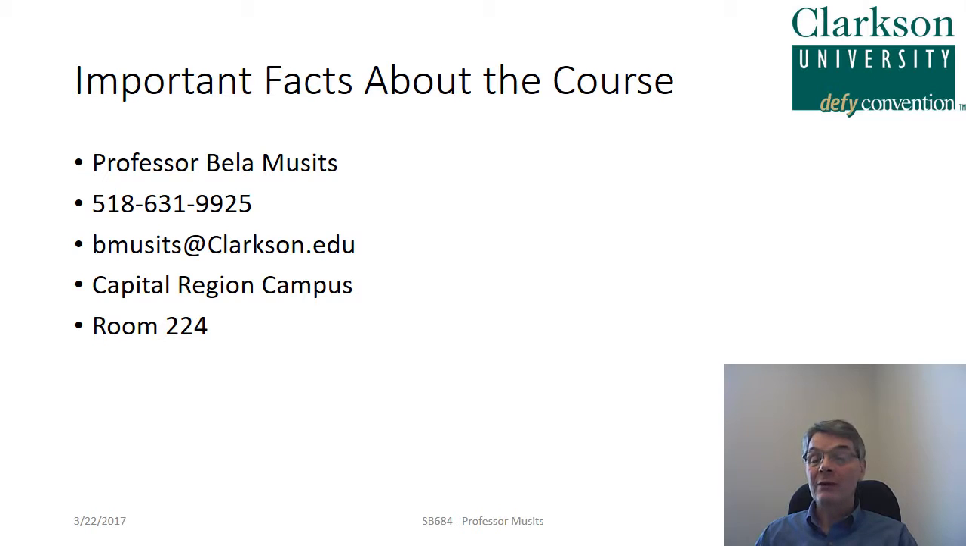A few important facts about the course. My phone number is 631-9925. That's my office line. Feel free to call at any time, and if you leave a message, I will actually get an email to tell me that you have called. My email address is bmusitz@clarkson.edu. My office is on the second floor in room 224 of the Capital Region Campus building, which is at 80 Knott Terrace.